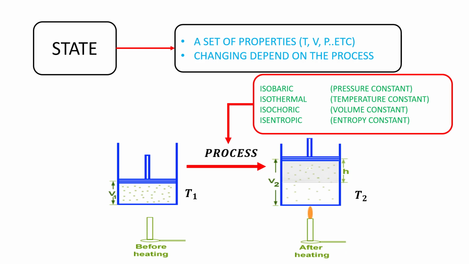Okay, process, there are few process in thermodynamics that you should remember. There are four main process, which is isobaric, where the temperature is whole constant, isothermal, where the temperature is whole constant, isochoric, where the volume is whole constant, and isentropic, where the entropy is whole constant. Please remember all four main process of the thermodynamics.